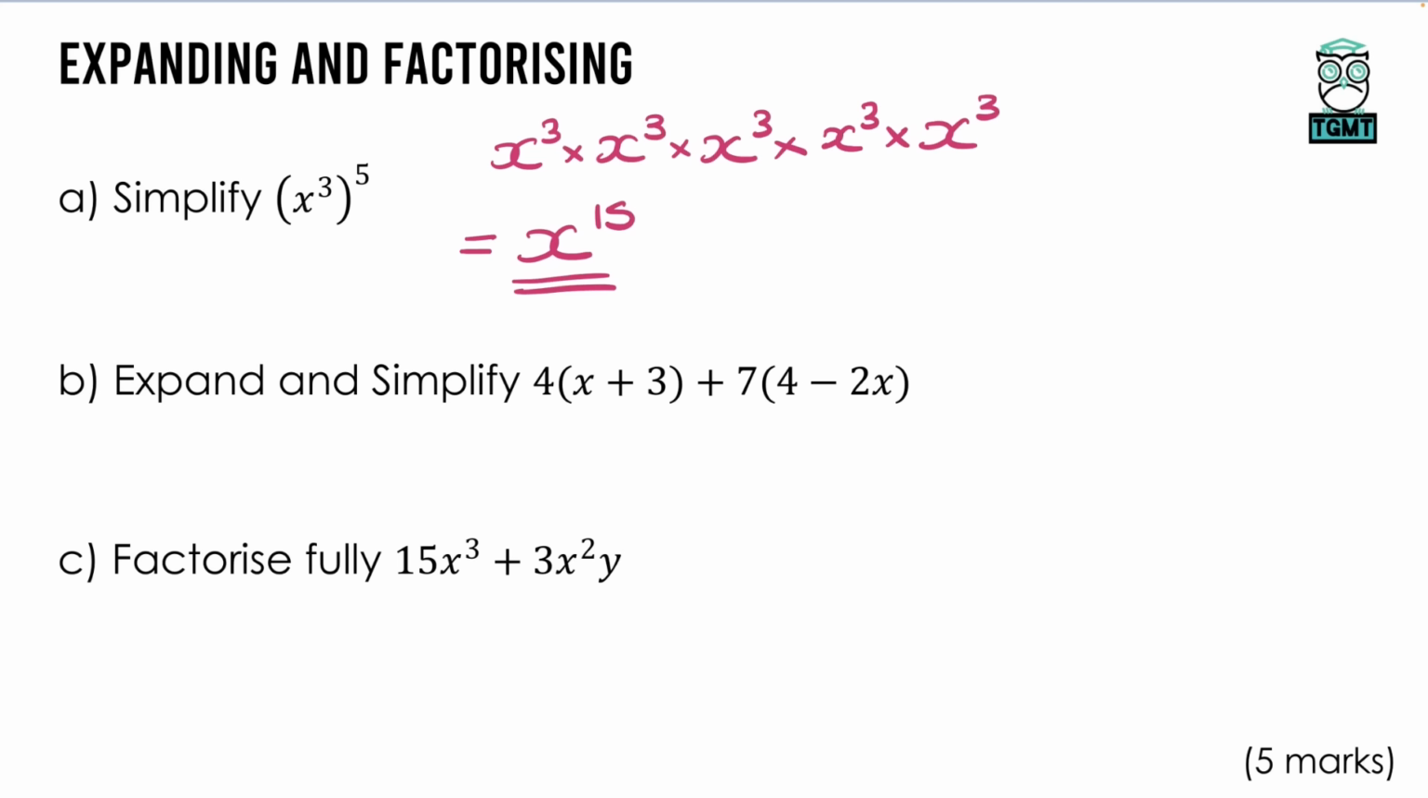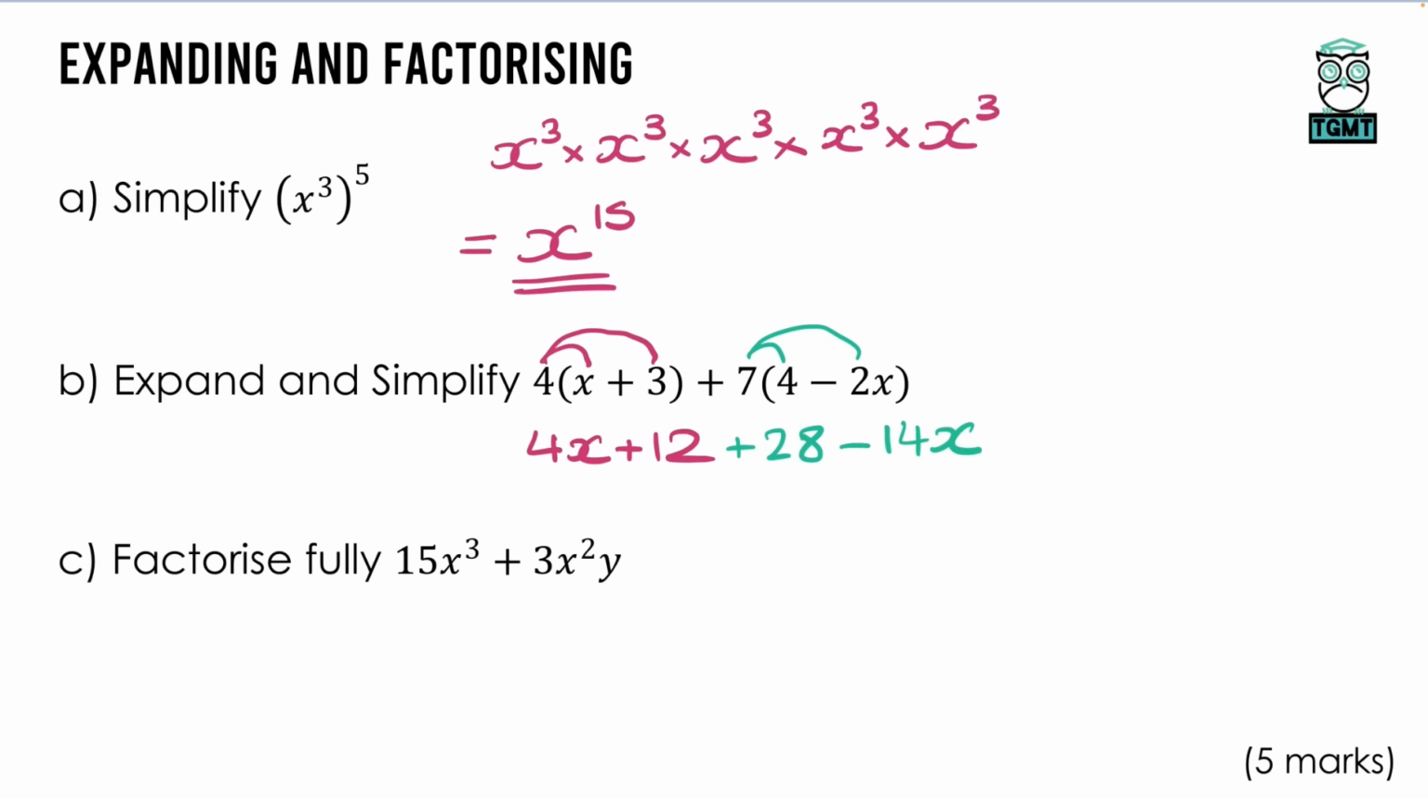For the expand question, we have 2 sets of brackets, and noticing in that second bracket we have 4 minus 2x, which is always something that might throw you. So just be really careful here. We are multiplying the first bracket by 4, and that would become 4x plus 12. And the second bracket we are multiplying by 7. So 7 times 4 is 28. That's going to be positive 28, so plus 28. And then 7 times minus 2x will be minus 14x.